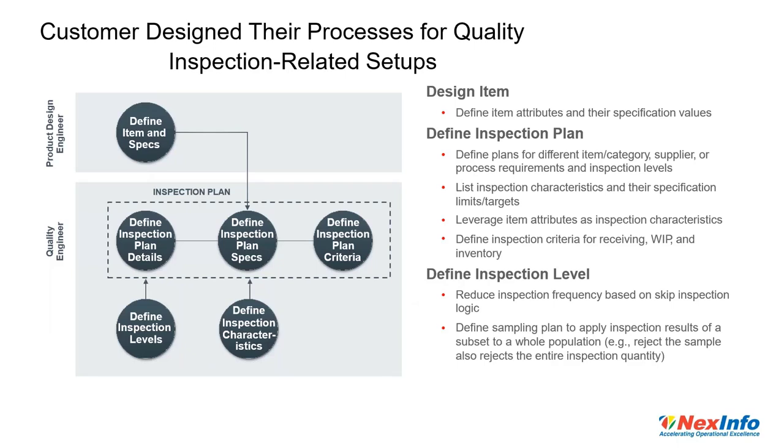So what did the customer do when we implemented this quality module? The customer designed their processes for quality. They got their product engineering team and the quality team together to define what the quality processes are and what quality attributes they were going to measure during receiving as well as work in process inspection. So they defined item specs. They defined item attributes and put in the specification values like minimum, maximum, and the target for the quality. Along with the item, they also defined some non-item characteristics.